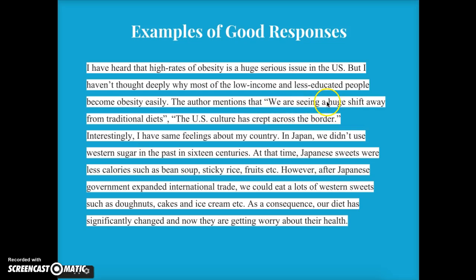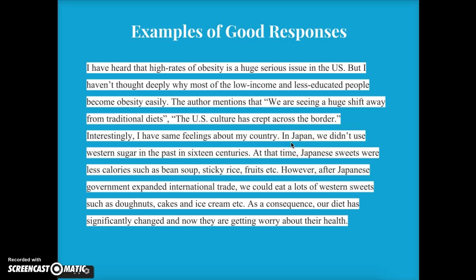And then I love that she uses this quote, right? "We see a shift away from the traditional diets," another specific point from the article. So she's setting herself up to respond to these ideas here. She makes this connection: "I have the same feeling about my country." So she's personally connecting to this quote here.